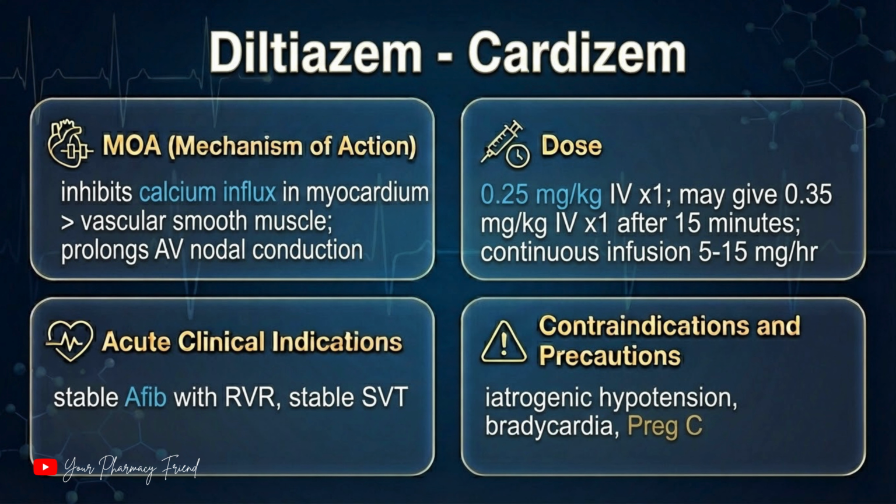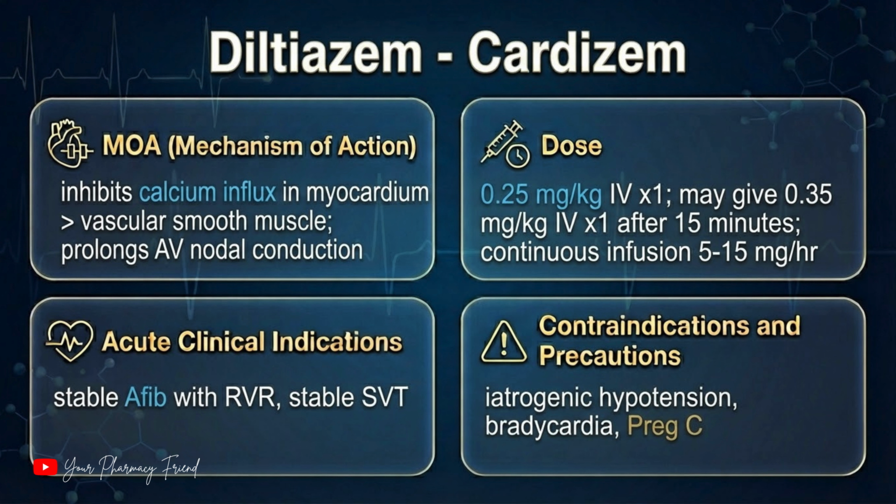Now let's review the dosing in acute care settings. For the treatment of supraventricular tachyarrhythmias, the initial dose is 0.25 mg per kilogram administered intravenously as a single dose. If the desired therapeutic response is not achieved, a second dose of 0.35 mg per kilogram IV may be given after 15 minutes. Once the rhythm or ventricular rate begins to respond, therapy may be continued using a continuous intravenous infusion at a rate of 5 to 15 mg per hour, depending on the patient's response and clinical condition.